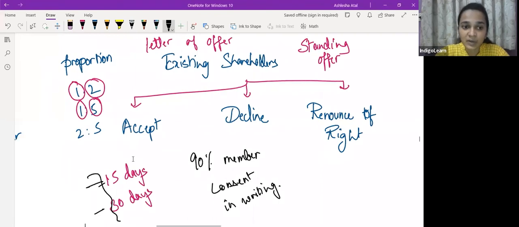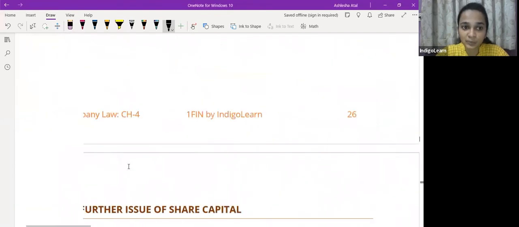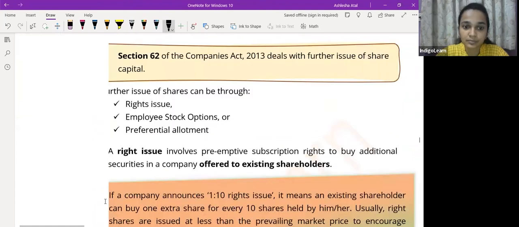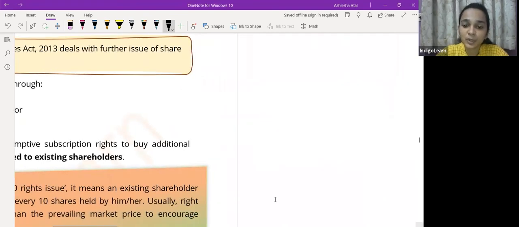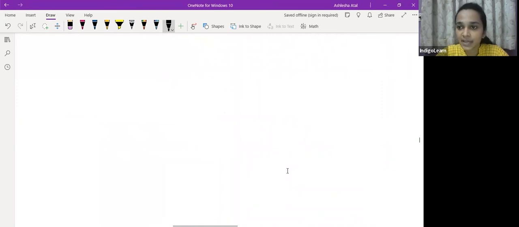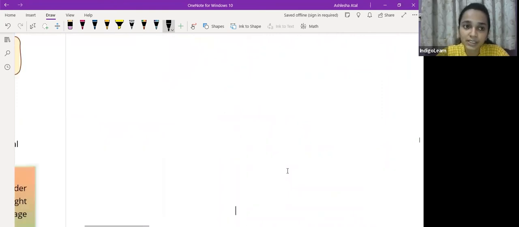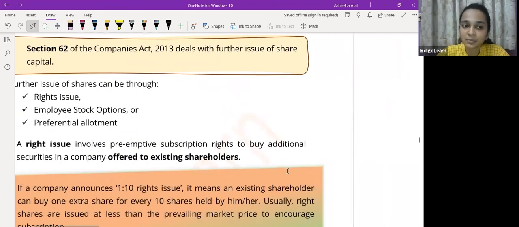So let's now have a look at rights issue. Ma'am, can you tell that 15 to 30 days point again, the 90% you told? 15 to 30. So I told you that the offer should be open for a minimum of 15 days and a maximum of 30 days. However, this time span can be reduced in the case of a private company, if 90% of the members of that company give their consent in writing.